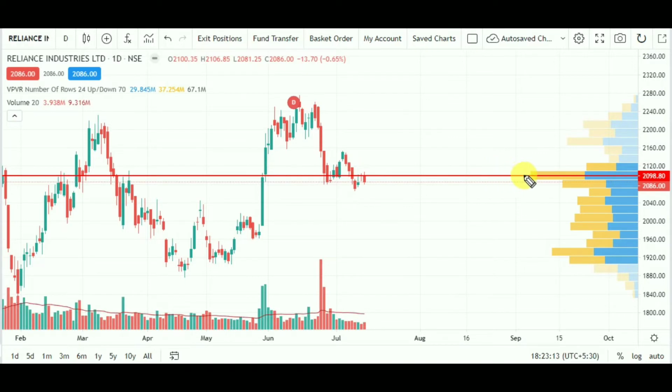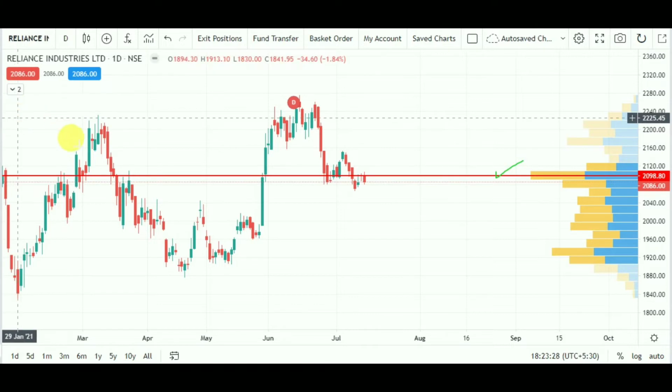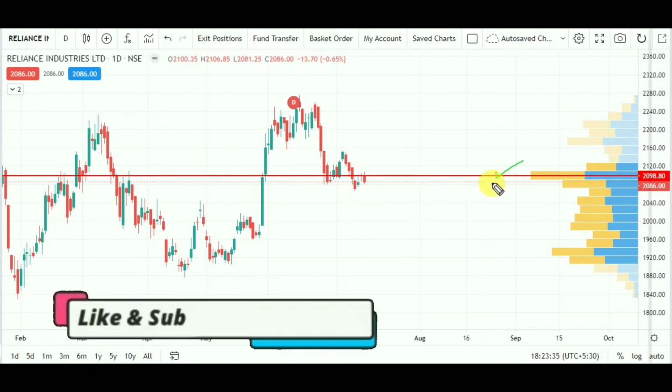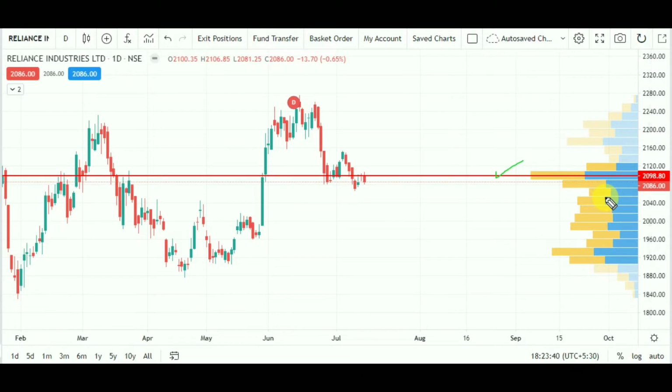Third, point of control. Point of control represents the price of the chart that registered the highest volume for the area under display. To understand this, look at the chart and notice the red horizontal line. This line is the point of control, the price level that registered the highest volume. Point of control is automatically calculated by the indicator.